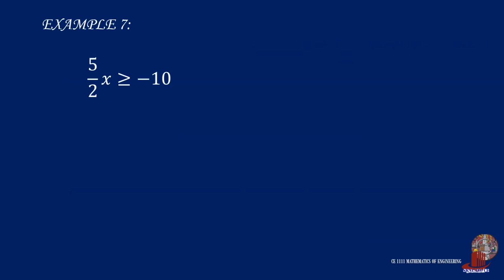The next inequality involves a fraction, but just the same, we simplify this by eliminating coefficients. So we do this by multiplying 2/5 on both sides to cancel 5/2 with x. We get x is greater than or equal to negative 4.